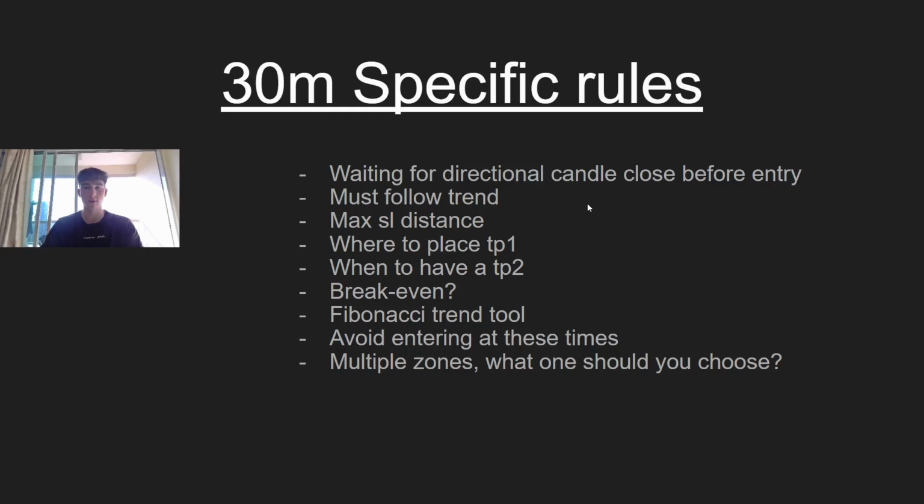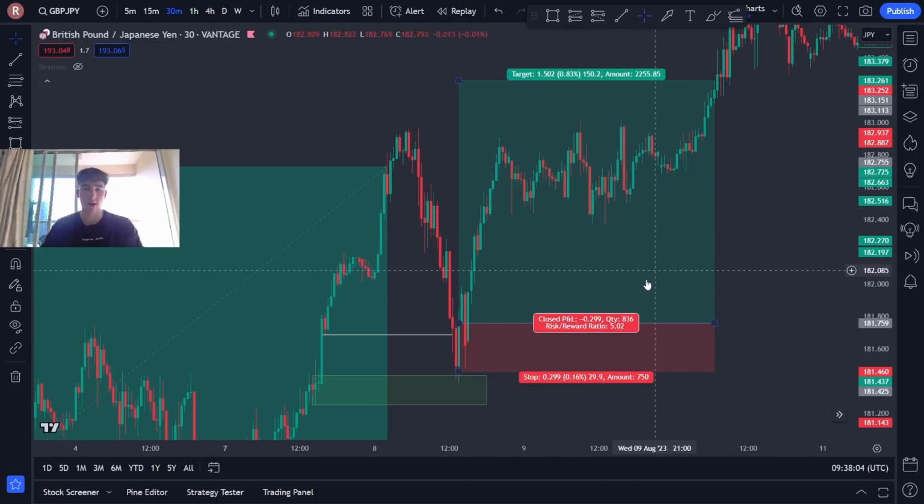So the max stop loss distance for the 30-minute time frame is around 30 pips. Now, I'll show you a few examples. If the under-the-candle stop loss placement happens to be, let's say, 31, 32 pips, then of course you can still take that. But if you get a bigger stop loss, let's say 40 pips, we actually limit the stop loss to 30 instead of placing it under the candle. So like you can see in this example here, we actually use the max 30 pip stop loss rule.